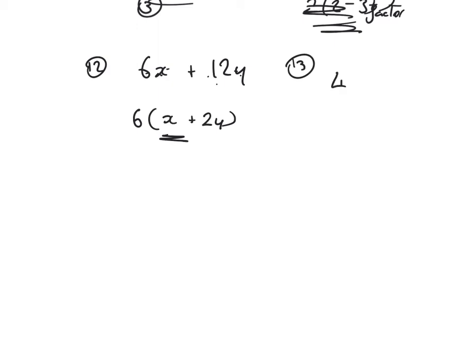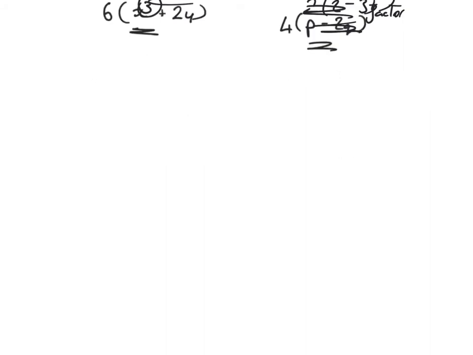Example 13: 4p minus 8q. Okay, p and q are different, nothing common there, but for 4 and 8 I can take a common factor of 4. That'll be 4 bracket p minus 2q.